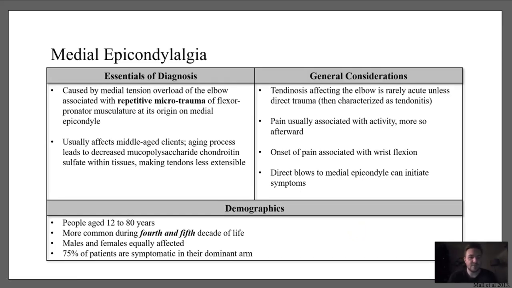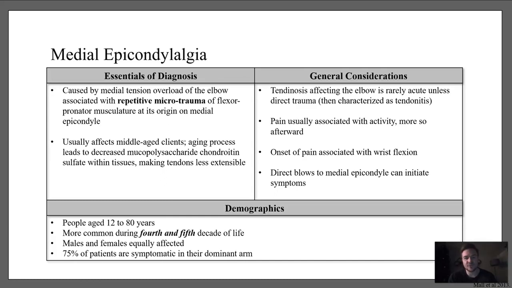So we think, again, this may be caused by tension overload or repetitive microtrauma of the flexor pronator musculature. And again, it usually affects middle-aged people. We can see it in people aged all the way from 12 to 80. Usually those younger individuals are involved in sports or weightlifting that might bias these muscle groups, the flexors and the pronators, like throwing or swimming, or trying to think what else, even tennis.